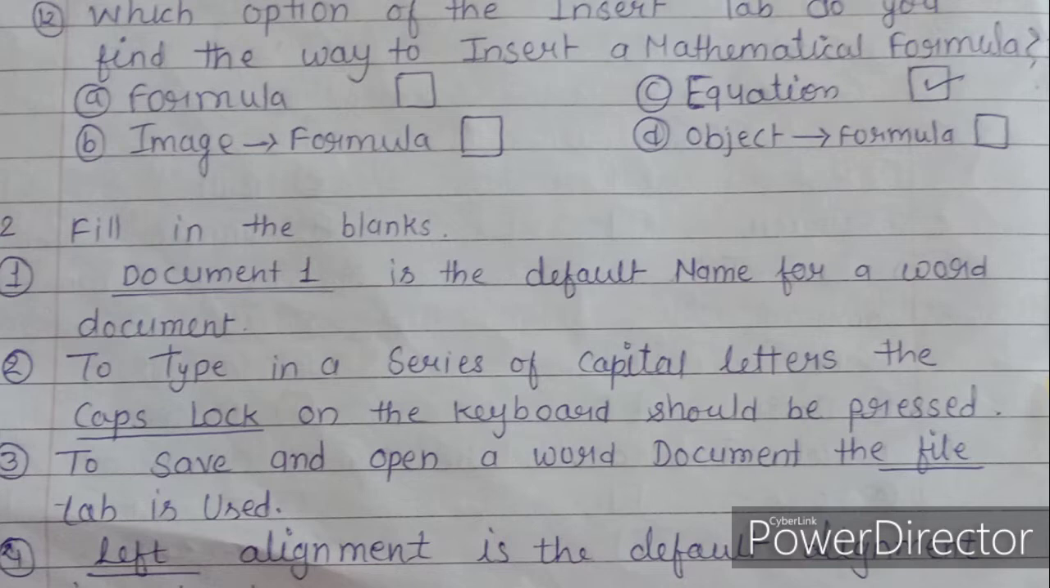Second, to type a series of capital letters, the Caps Lock on the keyboard should be pressed. Third, to save and open a Word document, the File tab is used. Save और open करने के लिए File tab का यूज़ करते हैं. Left alignment is the default alignment of Word. वर्ड में लेफ्ट अलाइनमेंट डिफ़ॉल्ट अलाइनमेंट होती है.